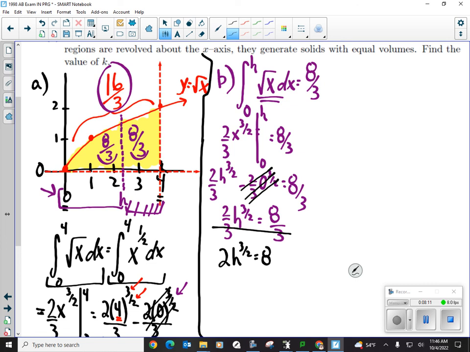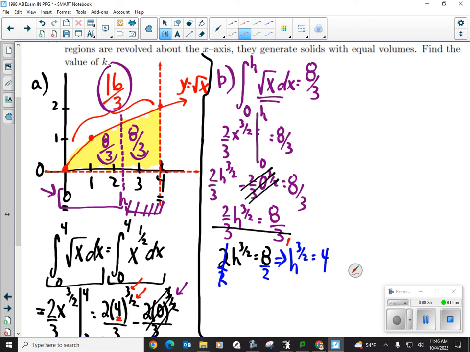All right? And I'm just going to use algebra to solve for this thing. It's really, really easy. How about we multiply both sides by 1/2, or divide by 2, I should say. So now I've got h to the 3/2 equals 4.